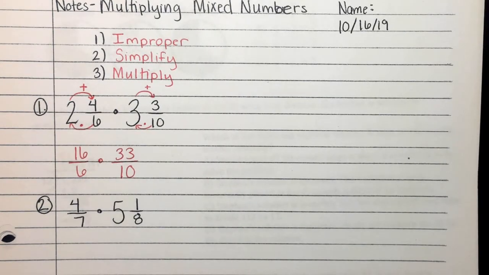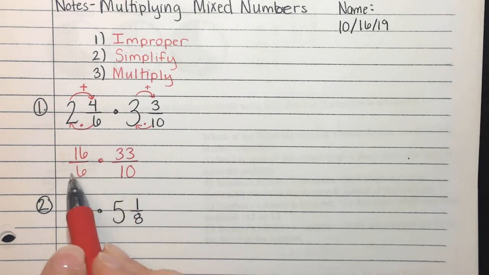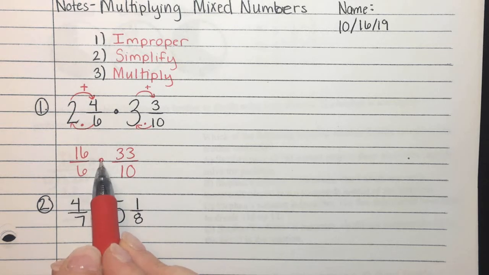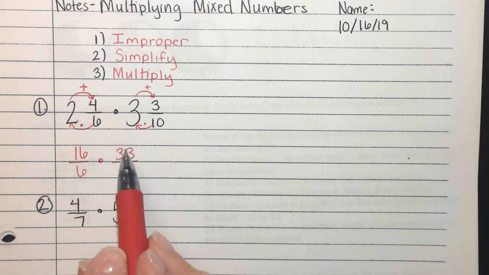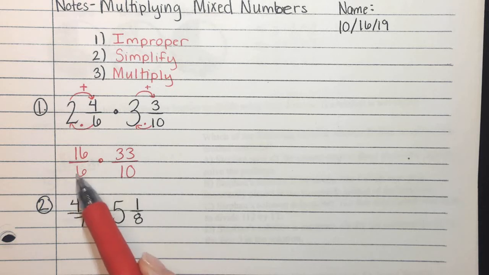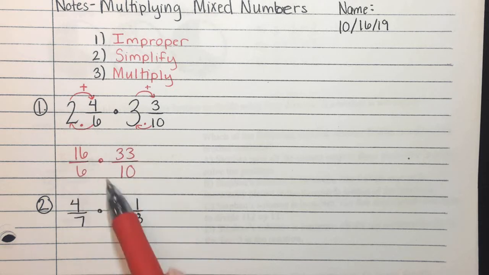The 6 and the 10, are they opposites? No, they're both on the bottom. So remember, to simplify, to divide, which is the opposite of multiplying, they have to be opposite. So the opposite of top is bottom, and the opposite of the bottom is the top. Right now, these are not opposites, okay? Does that make sense? All right.